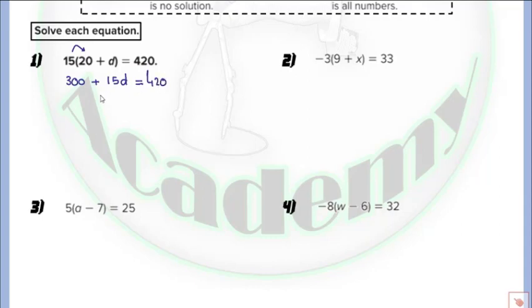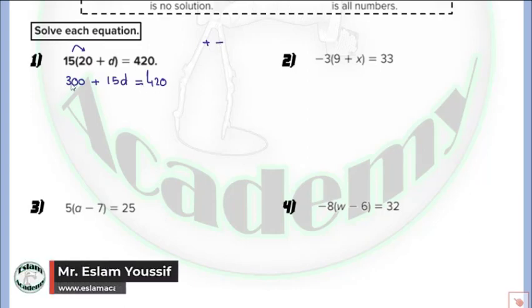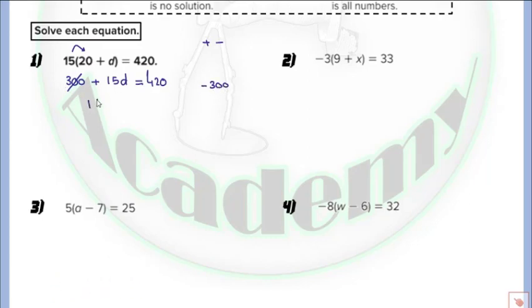As we explained before, in solving the equation we need to start with adding and subtracting. Once you find adding and subtracting, you need to solve it. So we have here plus 300. 300 is positive, so we'll use minus 300. So 15d will be equal to 420 minus 300, which equals 120. Once you find a number multiplied by the variable, divide by this number, so I just divide by 15. So d will be equal to 120 divided by 15, which equals 8.